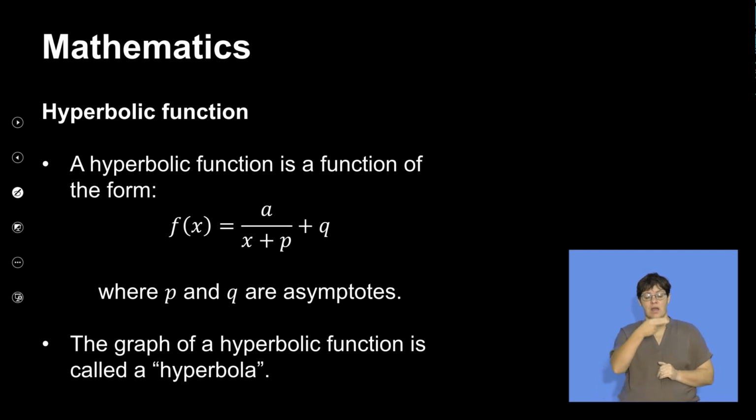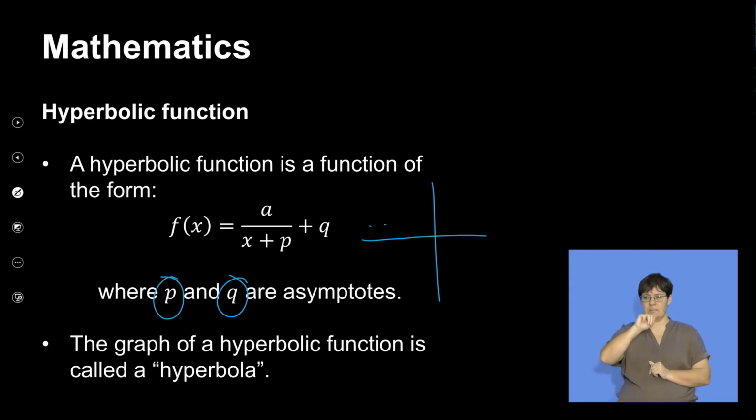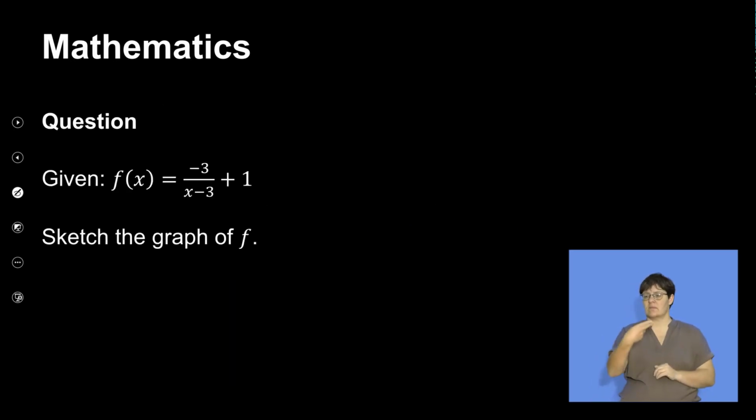Now, a hyperbolic function, as we can remember, is a function of the form f of x equals a over x plus p, plus q, and we know that the p and the q are the asymptotes of the graph, which are normally shown using a dotted line like this, right? The p is the vertical one and the q is the horizontal one. And this graph is normally called a hyperbola. Now, the very first question will be to sketch this particular graph, right?